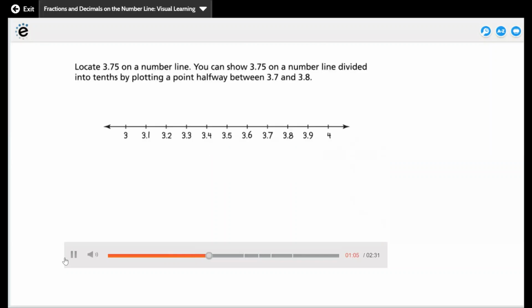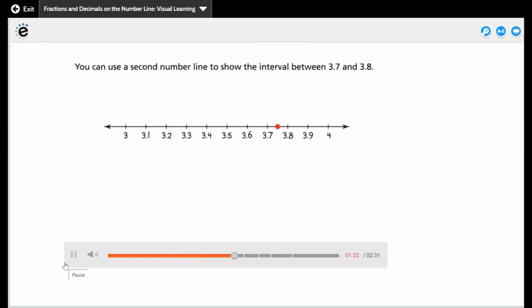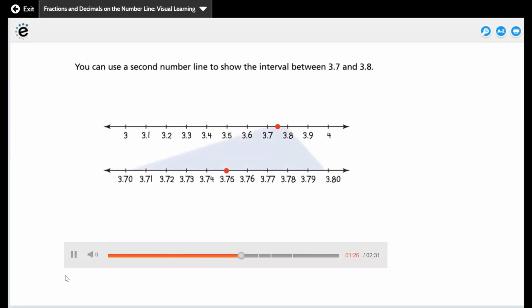Locate 3 75/100 on a number line. You can show 3 75/100 on a number line divided into tenths by plotting a point halfway between 3 7/10 and 3 8/10. You can use a second number line to show the interval between 3 7/10 and 3 8/10.